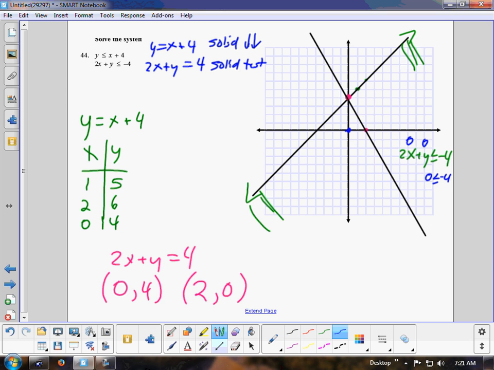So I'm going to shade away, not shade away from negative, I'm sorry. Shade away from 0, comma 0. So on this line here, I'm going to shade this way. So that tells me that if I'm shading this way with this line, and I'm shading this way with this line, my solution is going to be where they cross, which is in there.